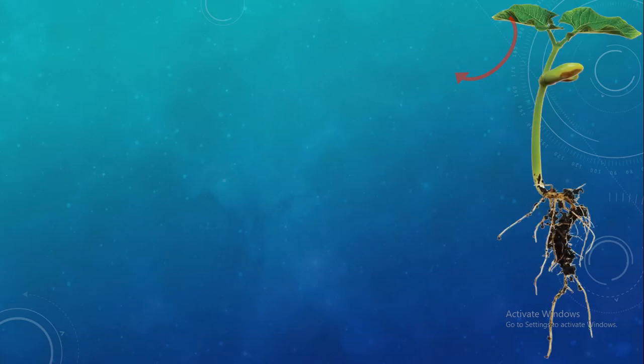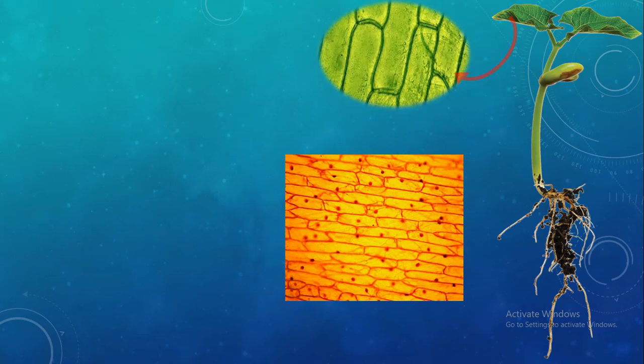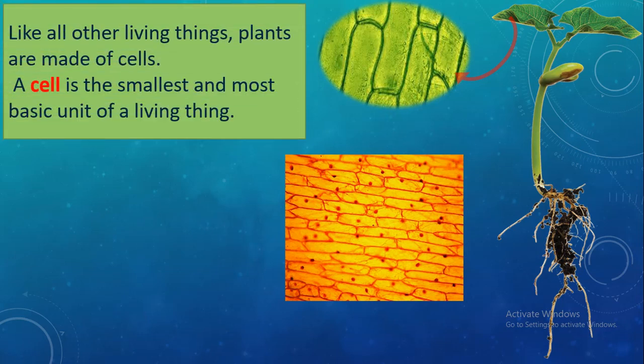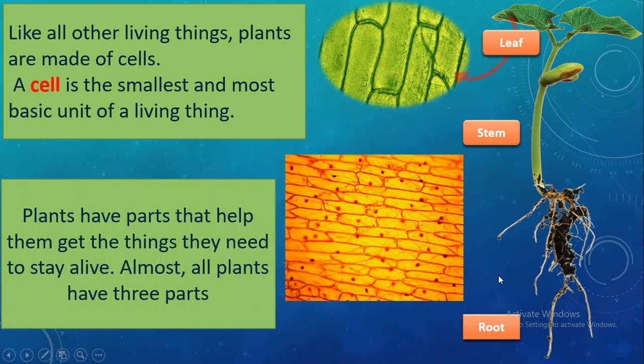Like animals and other living things, plants are made of cells. Now, what is a cell? A cell is the smallest and most basic unit of a living thing. As you see in this picture, these are plant cells. Now, plants have parts. All plants have three main parts: root, stem, and leaf. They have parts that help them get the things they need to stay alive.